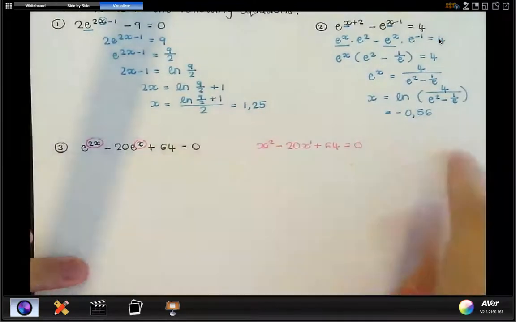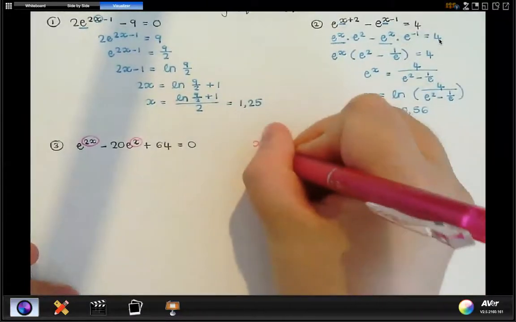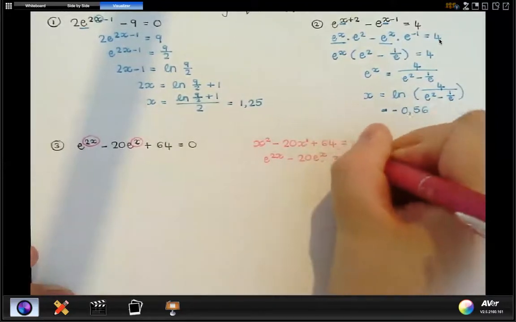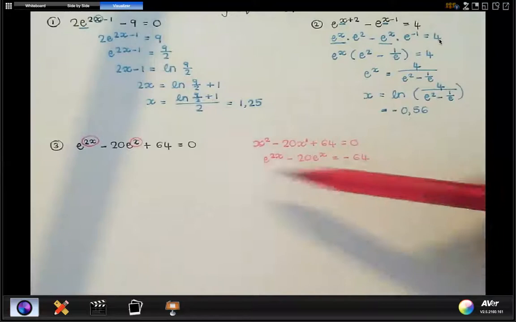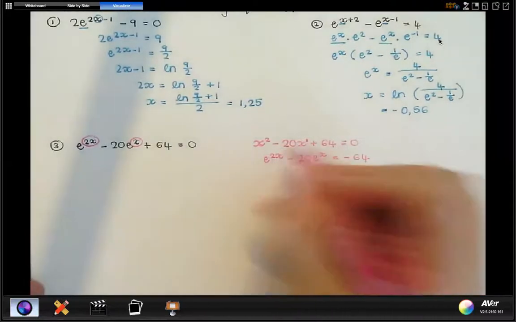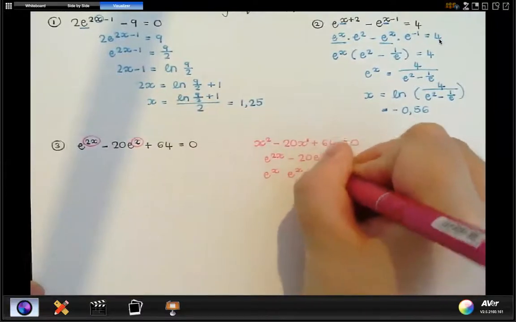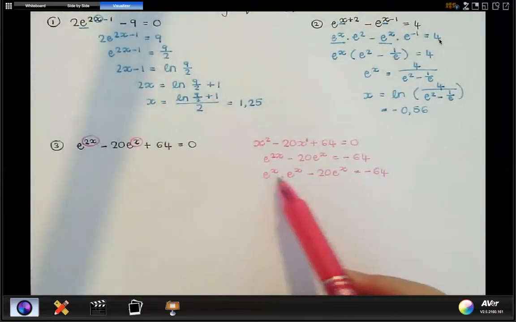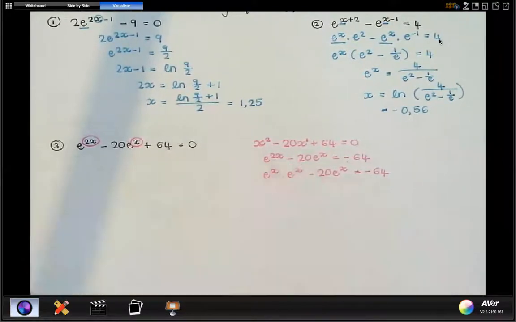I'm just going to do it in pink on the side. So you probably would have moved that 64 over to the other side. So you would have said e to the 2x minus 20 e to the x is equal to negative 64. All right, now you would have probably said, like we have at the top, we have two terms and there is an e to the x in both of them, because e to the 2x I can actually rewrite like this. Just see if you agree with me on that one. e to the x times e to the x is the same as e to the 2x, right? Because if you were to multiply these two together, you would add those exponents.